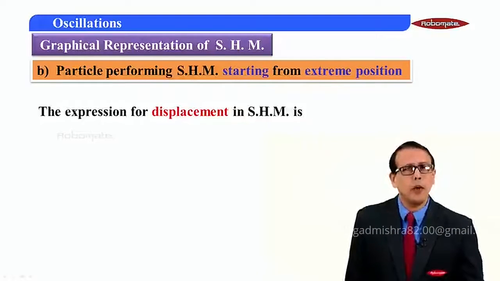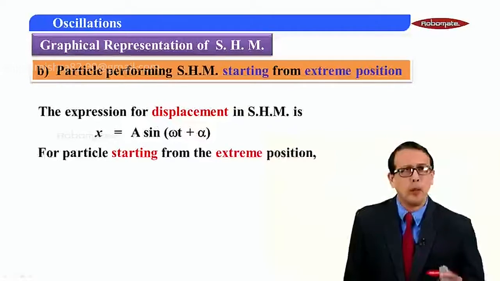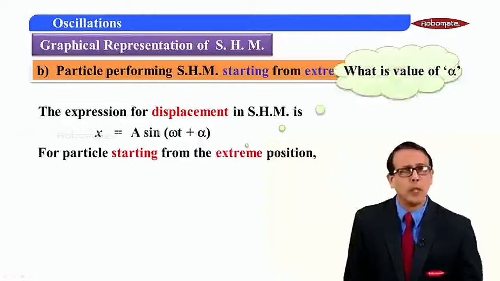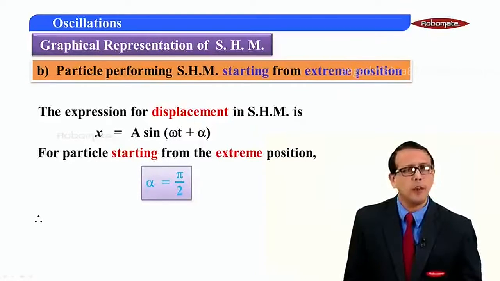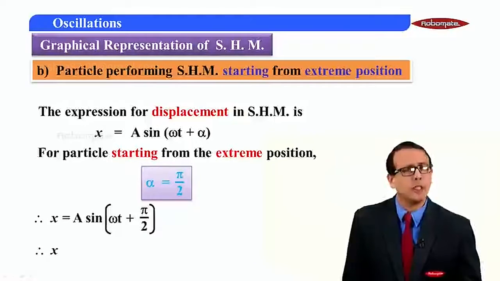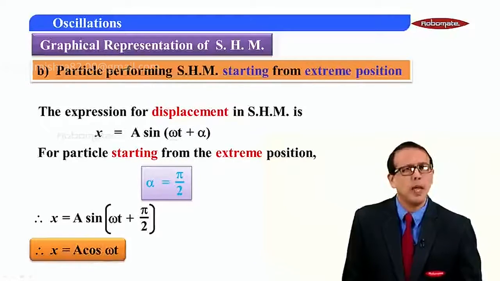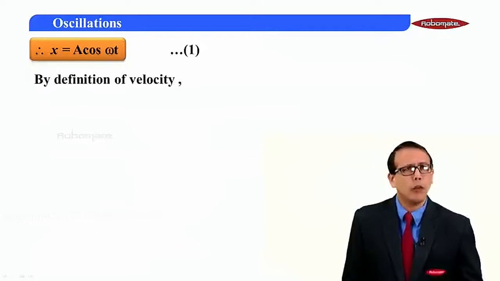To begin with, we know the expression for displacement is x is equal to a sine omega t plus alpha. For a particle starting from extreme position, what is the value of alpha? Yes, we know alpha is equal to pi by 2 radians, and hence the expression for displacement becomes x is equal to a sine omega t plus pi by 2. Sine 90 plus theta is cos theta, and hence the expression finally becomes x is equal to a cos omega t.